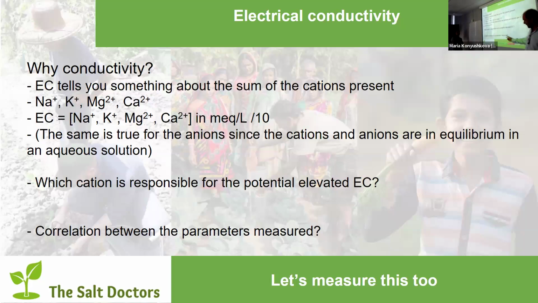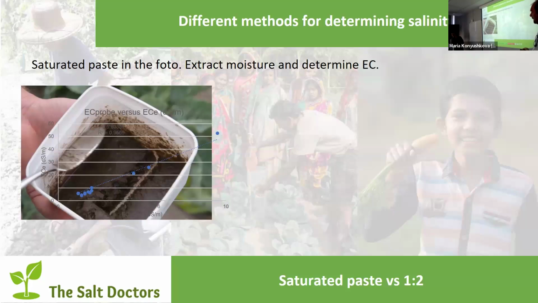But what we hope to be able to get to within time is to see what is the correlation between different methods. And I call them parameters because that assumes that we could also measure these things, but let's see how far we can.